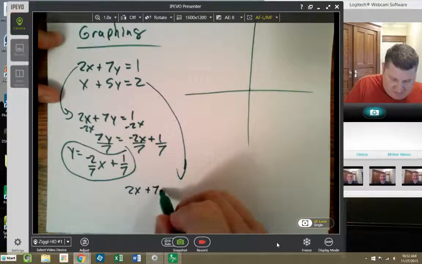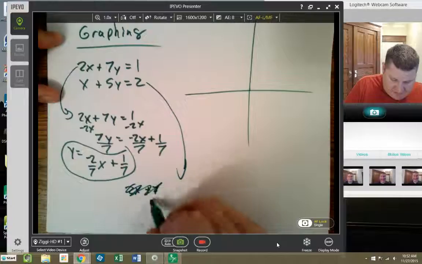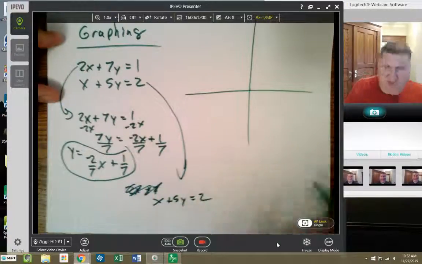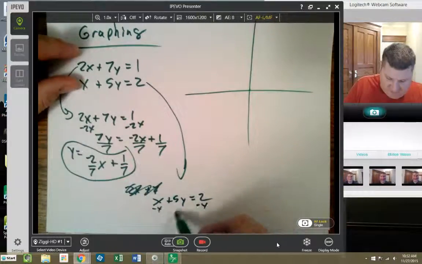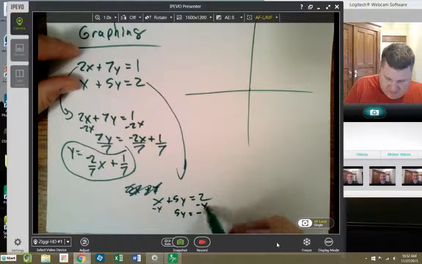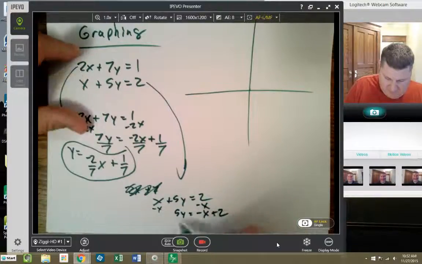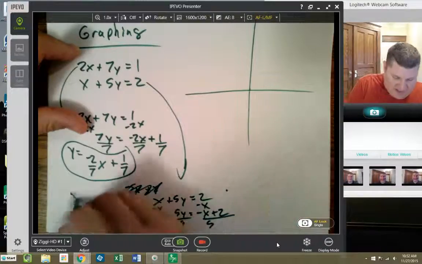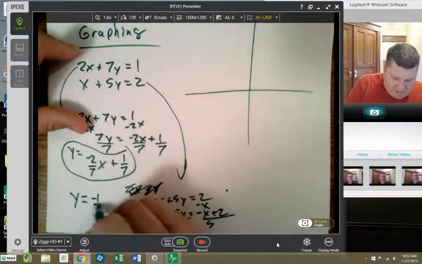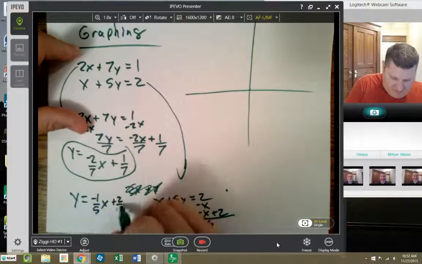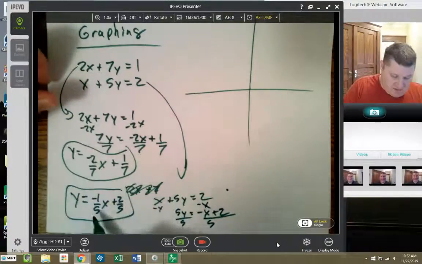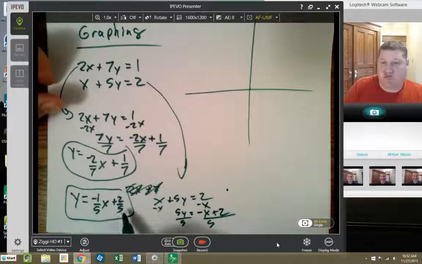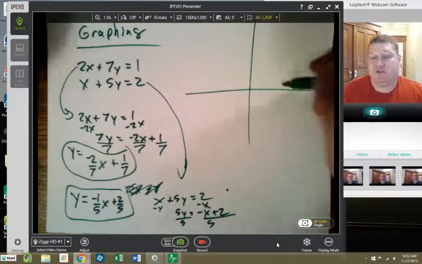1x plus 5y equals 2. So if 1x plus 5y equals 2, we have to subtract x. 5y equals negative x plus 2, divide both sides by 5. And we end up with y equals negative 1/5 x plus 2/5. So we have two equations now. And again, the slope is negative 1/5. The y-intercept is 2/5. So let's go ahead and put these on the graph.